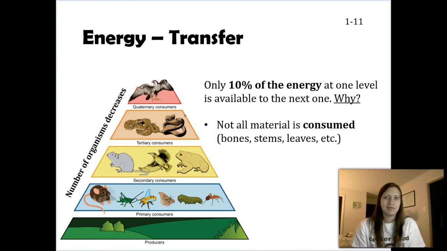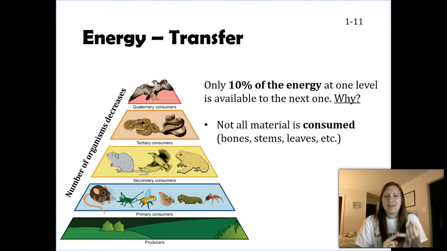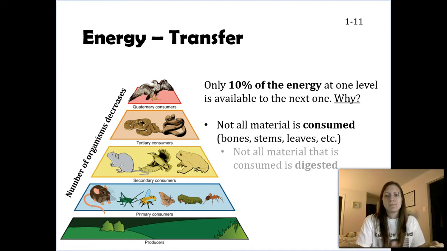Osprey aren't going to eat those bones. Or thinking about an insect, this caterpillar is eating the leaves. Might eat the stem too, but it's not going to eat the roots. If it's on a tree, it's not going to eat the bark. Well, the bark has calories in it, I just didn't eat it. The bone has calories in it, I just didn't eat it. So that's one way that we're losing energy.